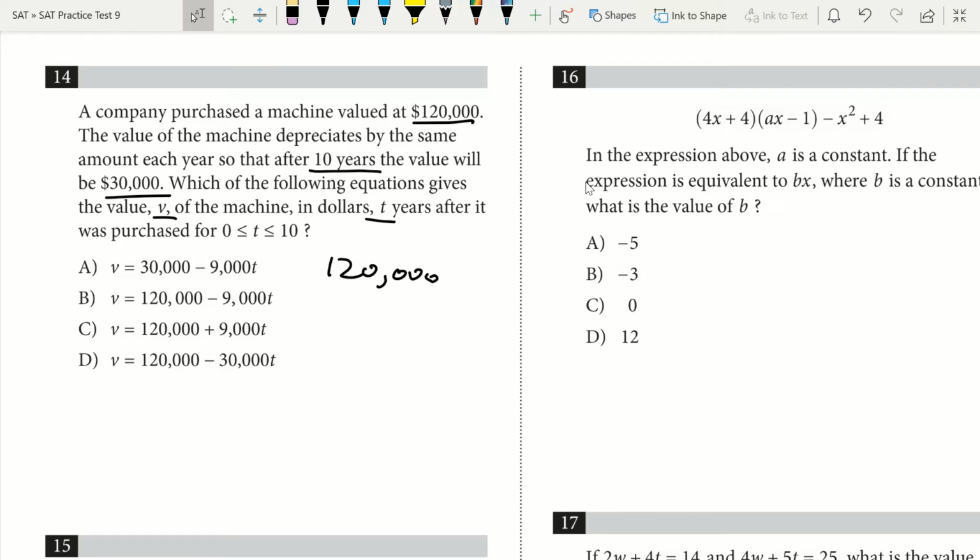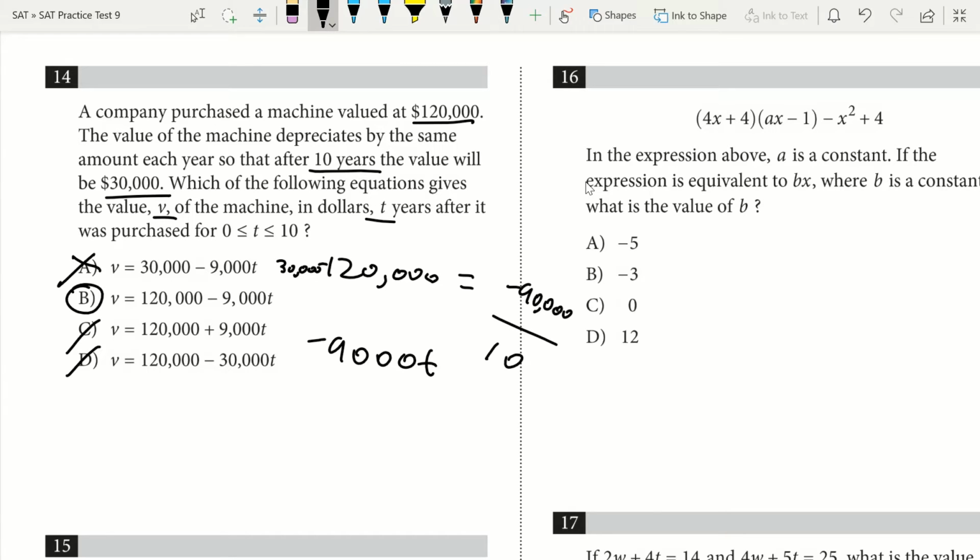So we're dropping from 120,000 to 30,000. So we've got 30,000 minus our 120,000 as our original. We see that that's a drop of negative $90,000. We dropped negative $90,000 over the course of 10 years. Well, negative $90,000 divided by 10 years is going to give us negative $9,000 per year, right? So we got negative 9,000 T. I look at my equations, I see A and B each have that, but we start at $120,000. That's our initial value, so our answer is going to be B.